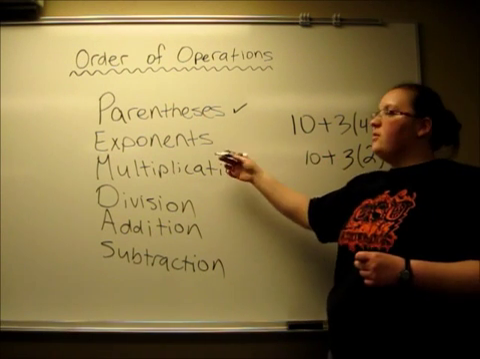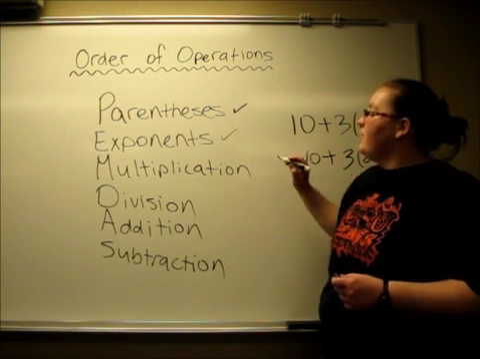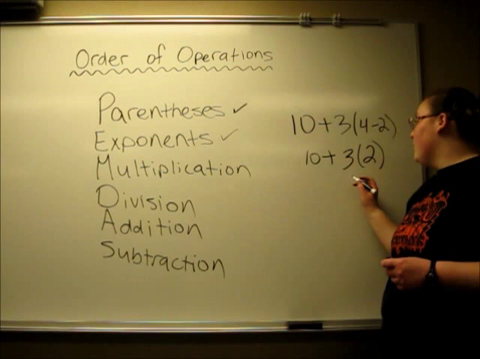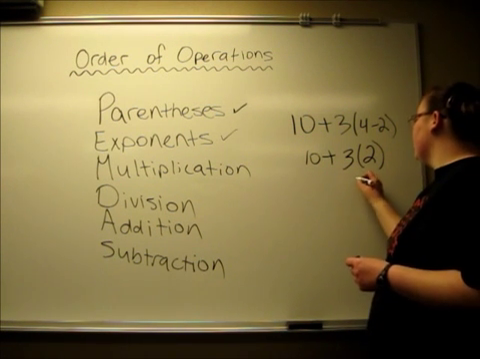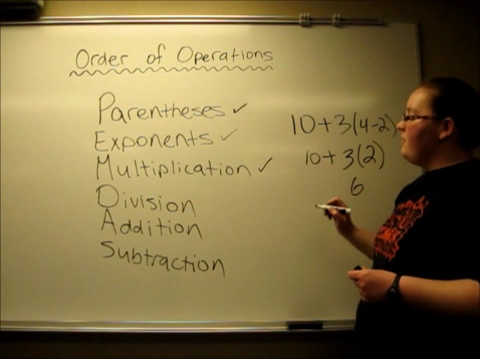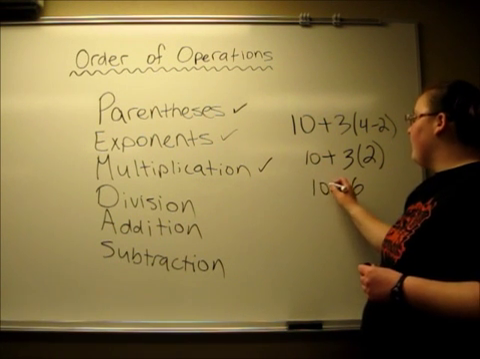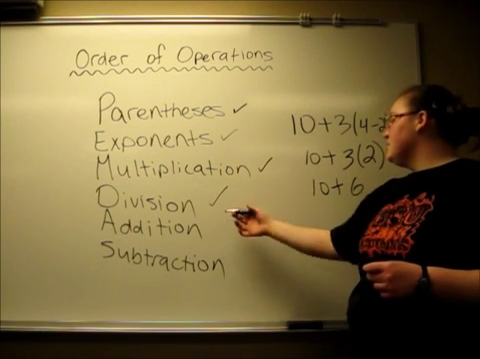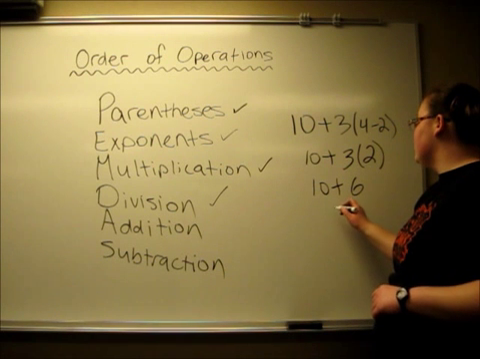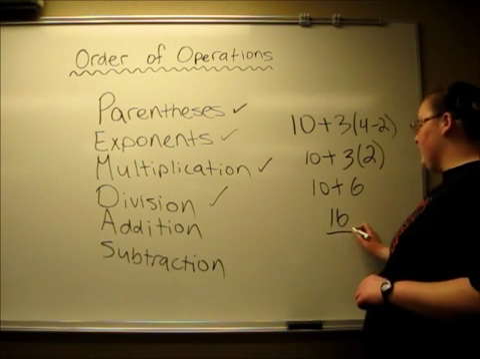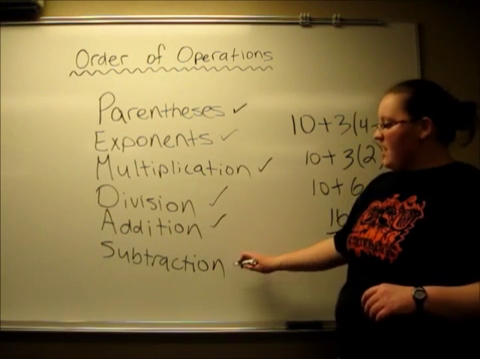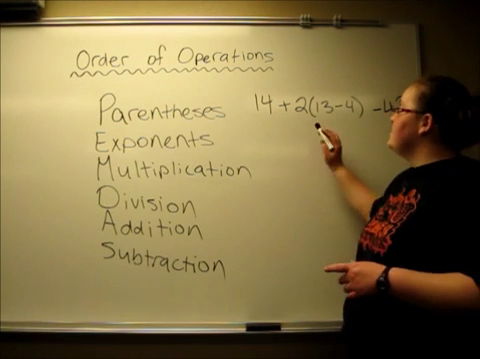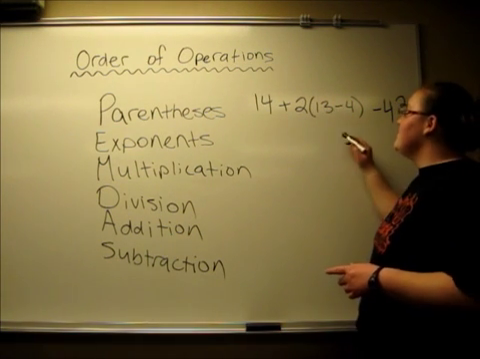and we continue. There's no exponents, so we don't need to worry about that, but we do have some multiplication here. So we multiply 3 by 2 and we get 6, and we mark that off our list. Then we bring down the rest of our problem. There's no division, so we mark that off our list, and we do see some addition, so we need to do that. 10 plus 6 is 16, and that's our final answer, and we didn't have subtraction, so we just cross that off.